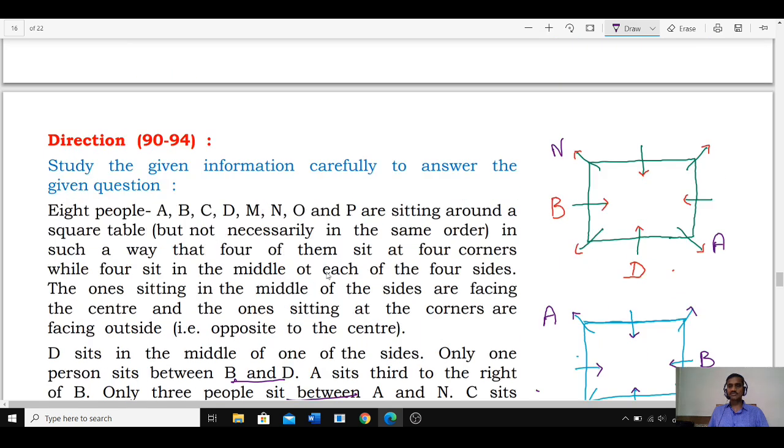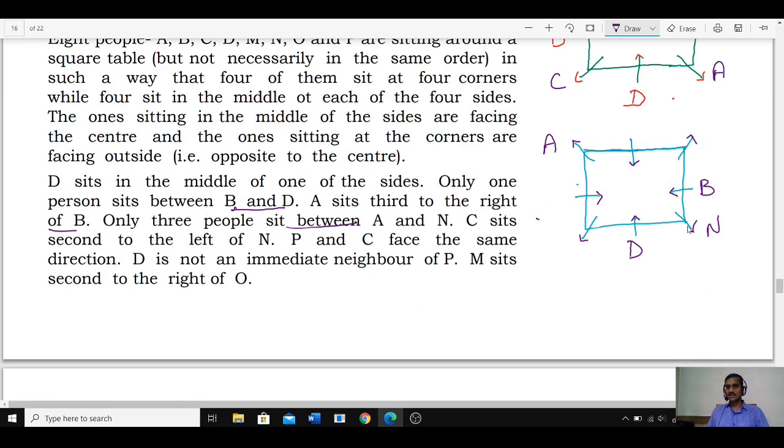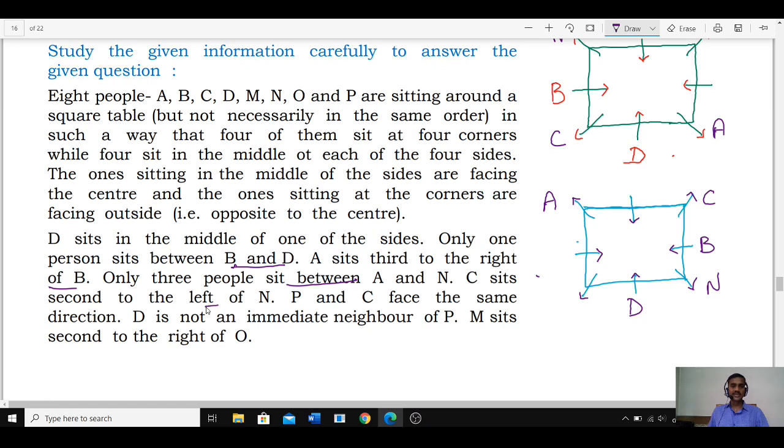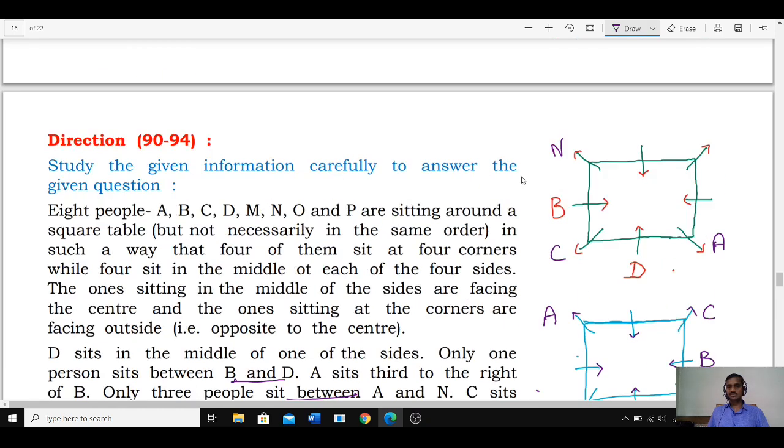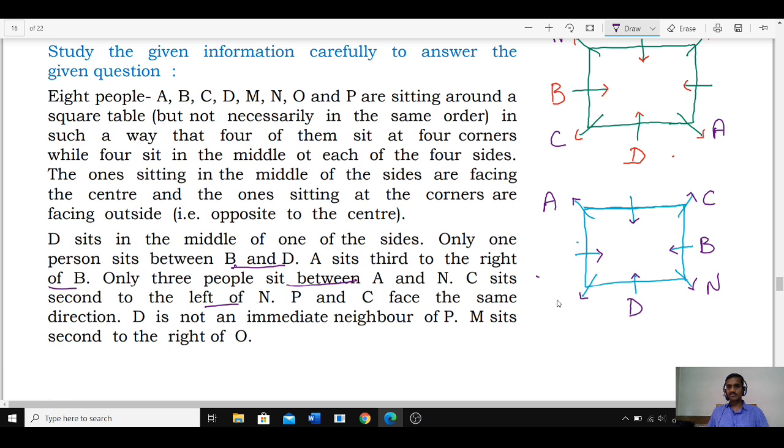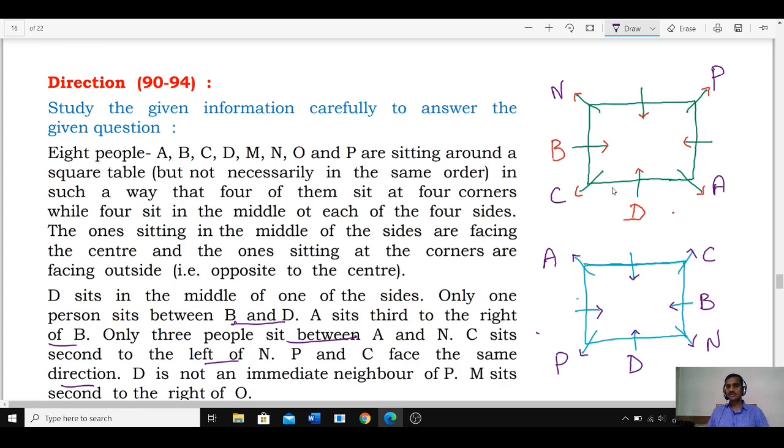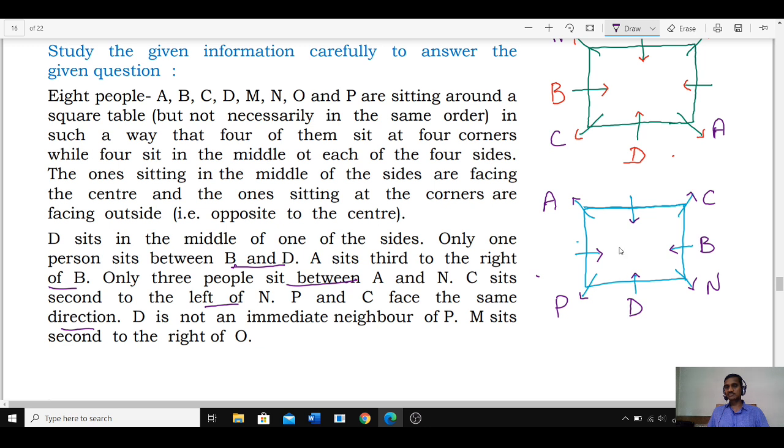C sits second to the left of N. As N is away from the center, C is here. P and C face the same direction. C is away, so P must also be away. D is not an immediate neighbor of P. But in the second case, D and P are adjacent to each other. This case is ruled out.